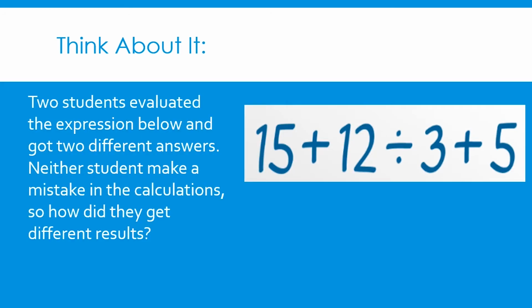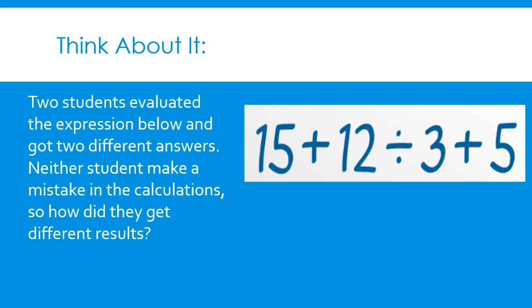Two students evaluated the expression below and got two different answers. Neither student made a mistake in the calculations. So how did they get different results? Perhaps student A solved the problem from the left to the right, or perhaps student B solved the problem from the right to the left, or maybe one of them started in the middle.